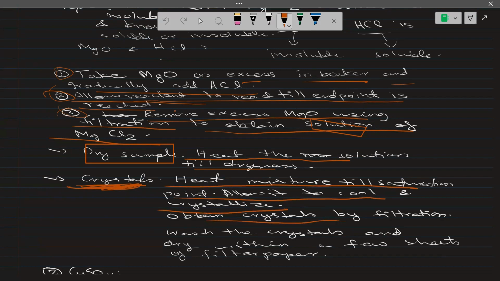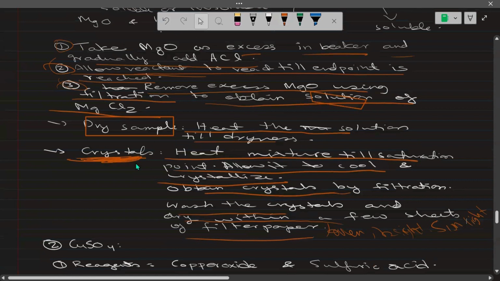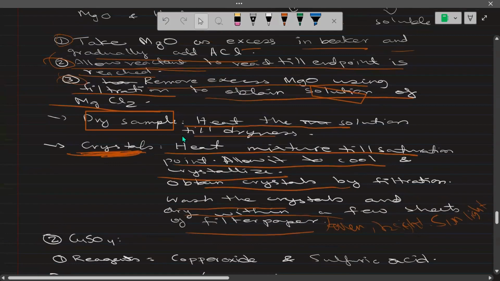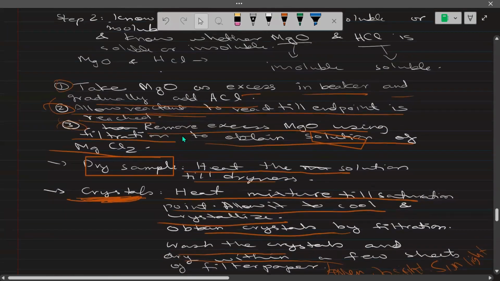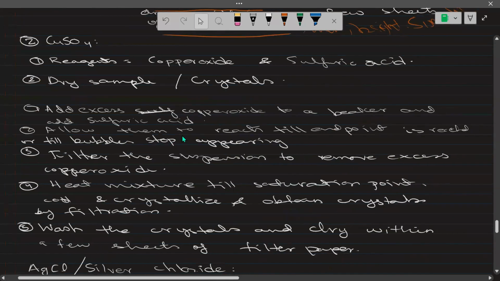Obtain crystals by filtration, wash the crystals and dry within a few sheets of filter paper, or you may also write in an oven or in bright sunlight. So these are some past paper points, which are very simple and earn a lot of marks. You have to explain it. You should basically write these notes because these are very important and made by a professional teacher.